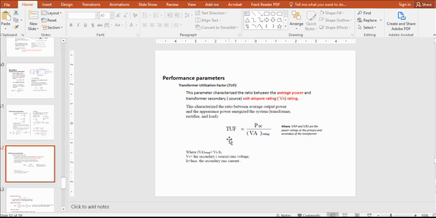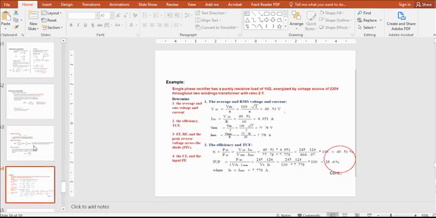So this is the transformer utilization factor. The parameter characterizes the ratio between the average power and the transformer secondary volt ampere rating. This characterizes the ratio between average output power and apparent power energized in the system. So this is output DC power divided by VA rating of the transformer. This VA rating is on the secondary side. Here you can see that VA rating is equal to VS IS, the secondary side RMS voltage and secondary side RMS current.